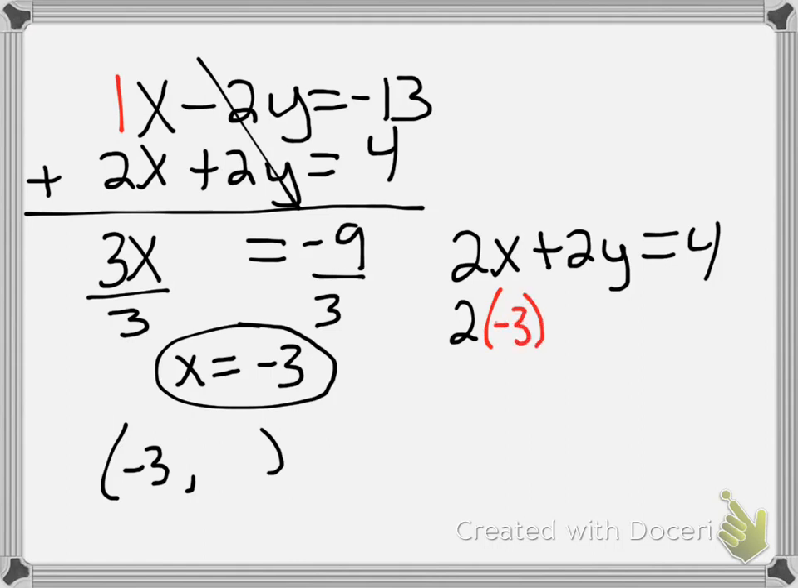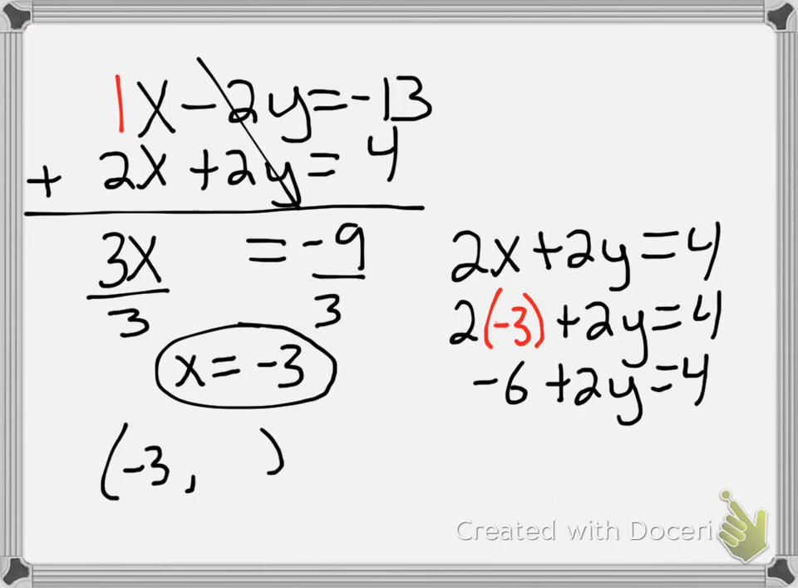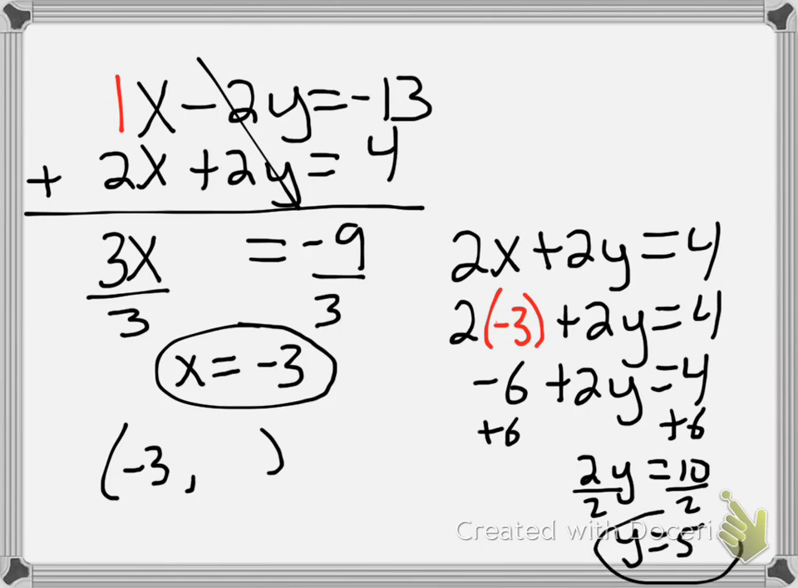So I get plus 2y equals 4. Well, 2 times negative 3 is negative 6. And now to solve for y, I'm going to have to add 6 to both sides. So I get 2y equals 10, and if I divide by 2, I get that y is equal to 5. So there's my y value to my system, and there's my solution set to it.